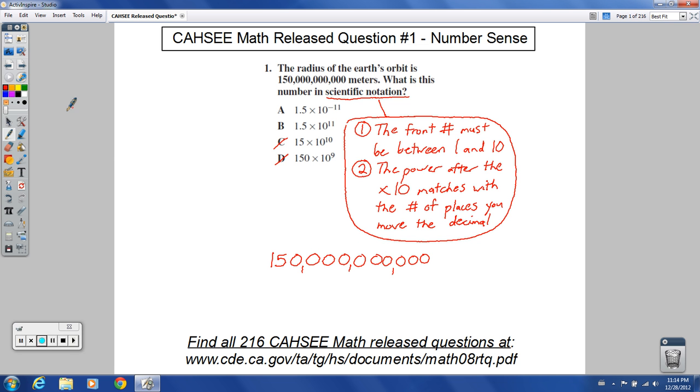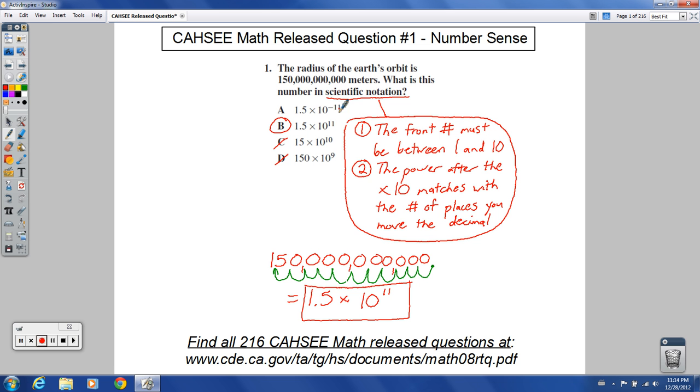So we have this number here. How far are we moving the decimal to get a number between 1 and 10? So here's where the decimal is right now. It's right there after that 0. You're going to move it 1, 2, 3, 4, 5, 6, 7, 8, 9, 10, and 11. So you're going to move it 11 spots. If you do that, that will give you your answer, 1.5 times 10 to the 11th power. So we moved it 11 spots. That should be my answer, and that is choice B right there.